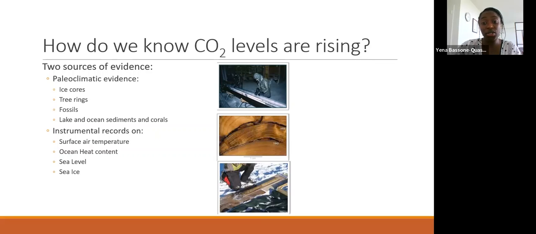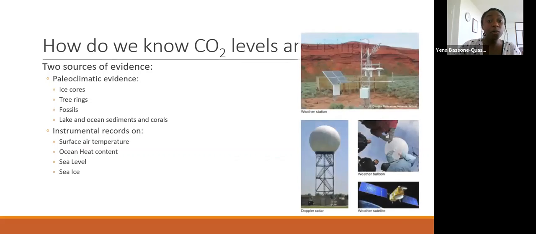And then sediment cores and fossils actually contain the remains of organisms that can indicate changes in past climate, because each particular species has a specific range of conditions that it can be alive in. And so that's how this information is used to determine the past climate. And then we look at the instrumental records that we have. And so we have data on surface air temperature, ocean heat content, sea level, sea ice. And these are the instruments that we're using to get all of these measurements. And so weather stations, weather balloons, Doppler radars, and weather satellites.